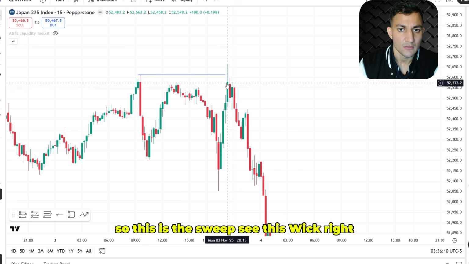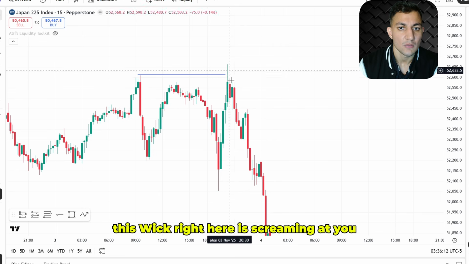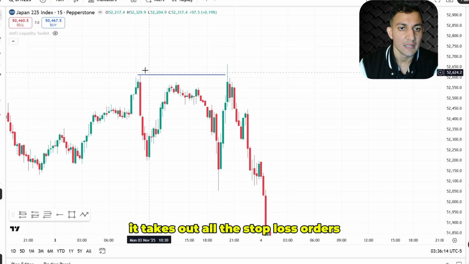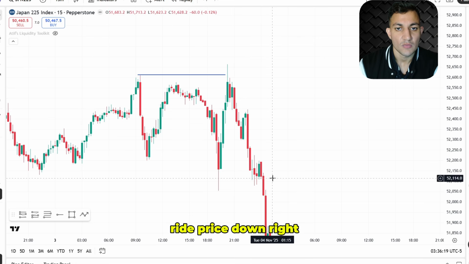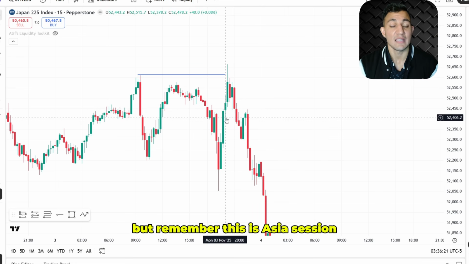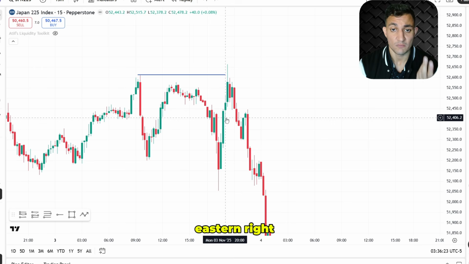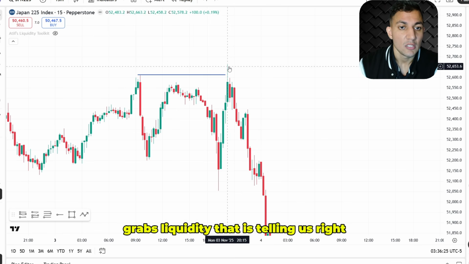See this wick, right? This wick right here is screaming at you that it's a sweep. It comes all the way up. It takes out all the stop loss orders. It starts to drop. High probability retracement, ride price down, right? But remember, this is Asia session, 8 p.m. Eastern, right at the open. Price quickly goes up, grabs the liquidity.